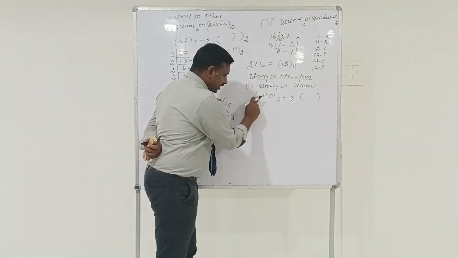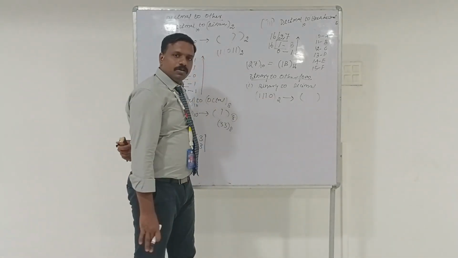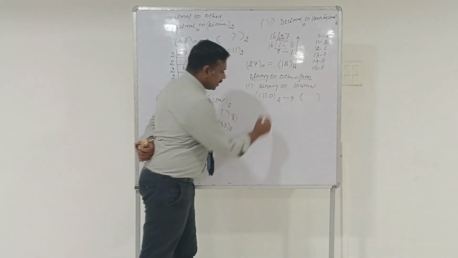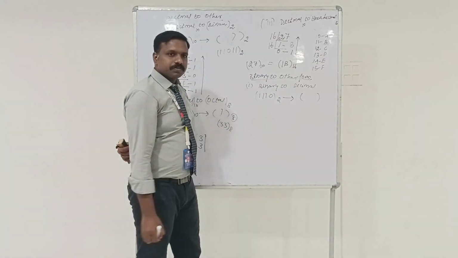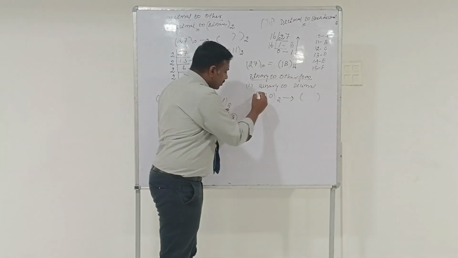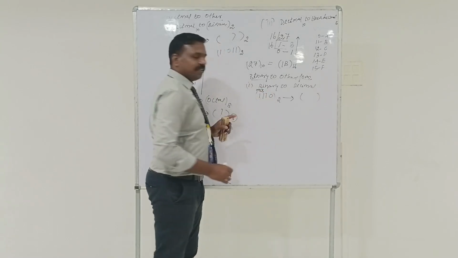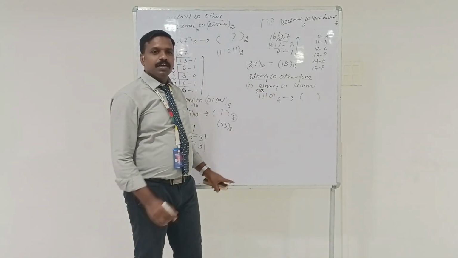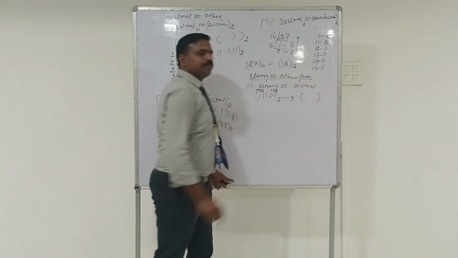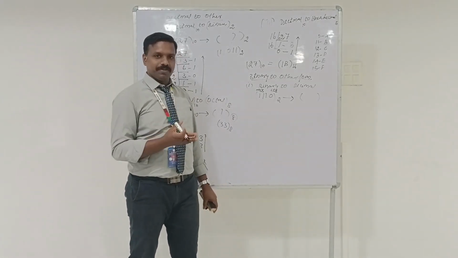For example, I consider one example here, 1110. This is my binary value. How is the weight present in this binary value? The most left hand side bit is called the MSB. In the binary system, the most left hand side bit is the MSB and the most right hand side bit is the LSB. LSB means least significant bit, MSB means most significant bit.